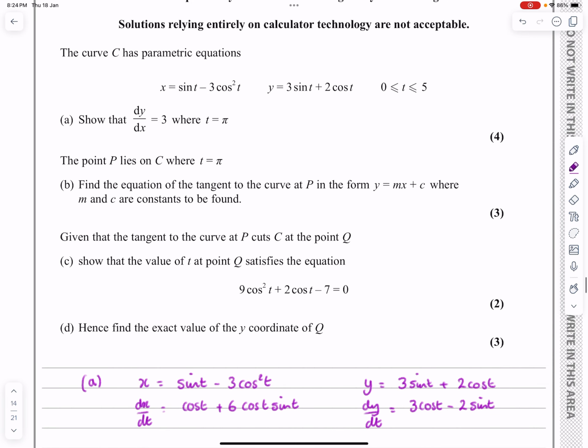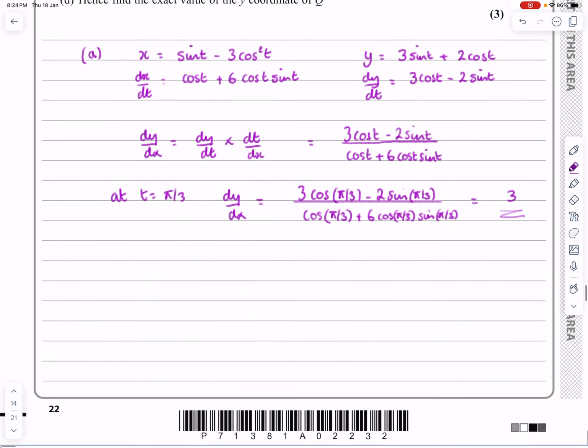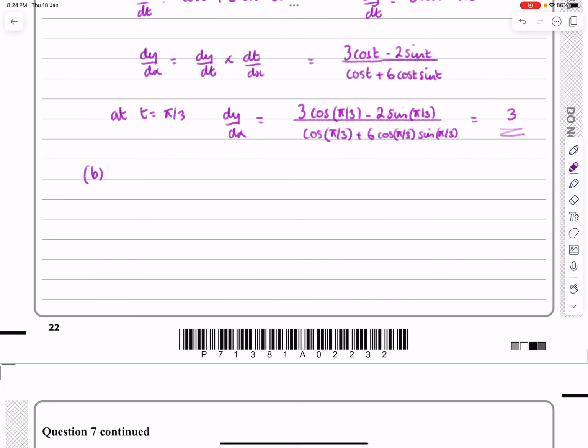What does part B say? So part B says point P lies on the curve where t equals pi over 3. So that same point there. So we know dy by dx is equal to 3, and it asks us to find the equation of a tangent. So if I want to find the equation of a tangent, just remind ourselves, the equation of any straight line, but the equation of a tangent, I'm going to do y minus y1 equals m(x minus x1). So we know over here that m is equal to 3.